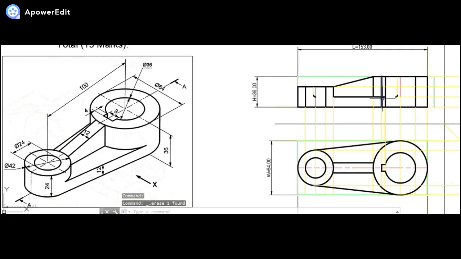So I can simply remove this one. Even about the fillets, if we see, the fillets won't be there, this and this. So you can simply remove them.